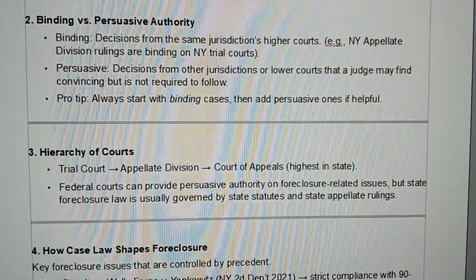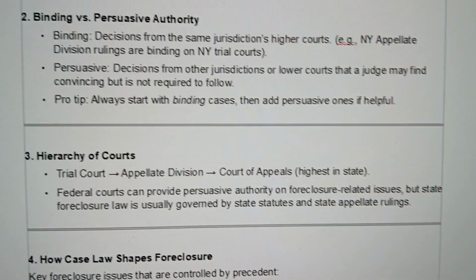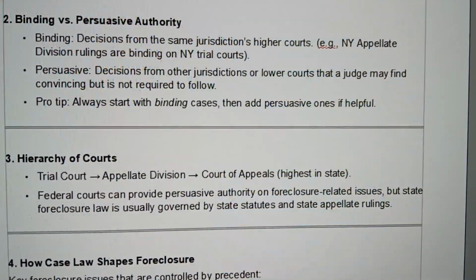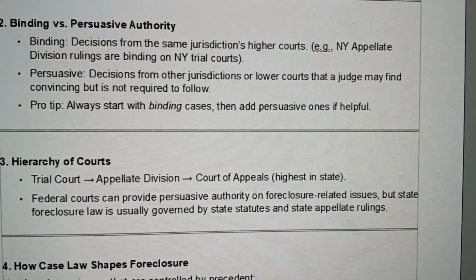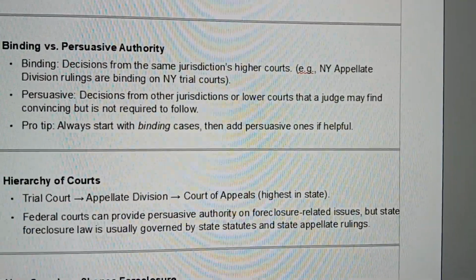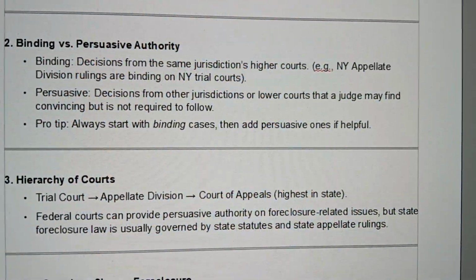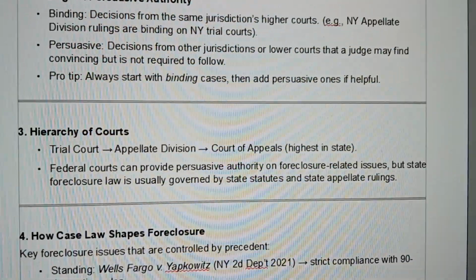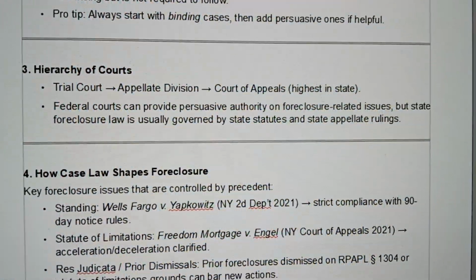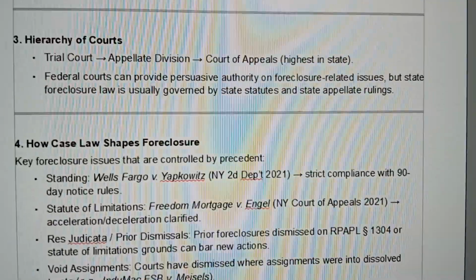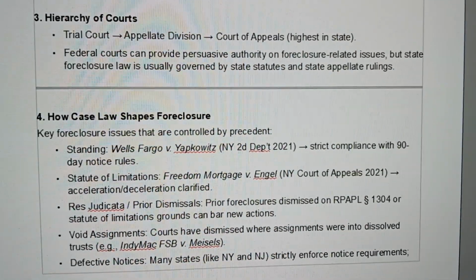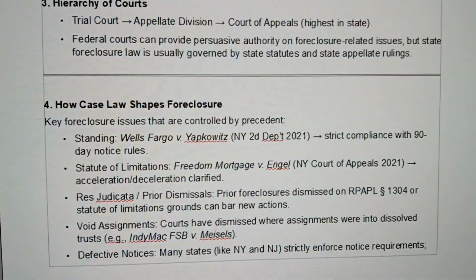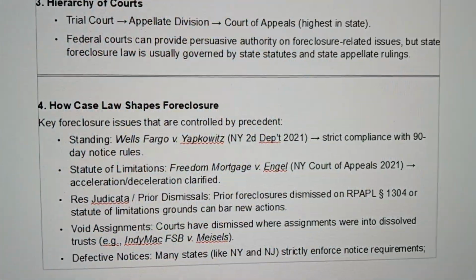Hierarchy of the courts. The trial court is the lowest. Then you have your Appellate Division. Court of Appeals is the highest in the state. Federal courts can provide persuasive authority on foreclosure-related issues, but state foreclosure law is usually governed by state statutes and state appellate rulings. How case law shapes foreclosure: key foreclosure issues that are controlled by precedent. In other words, let's look at some of these here.